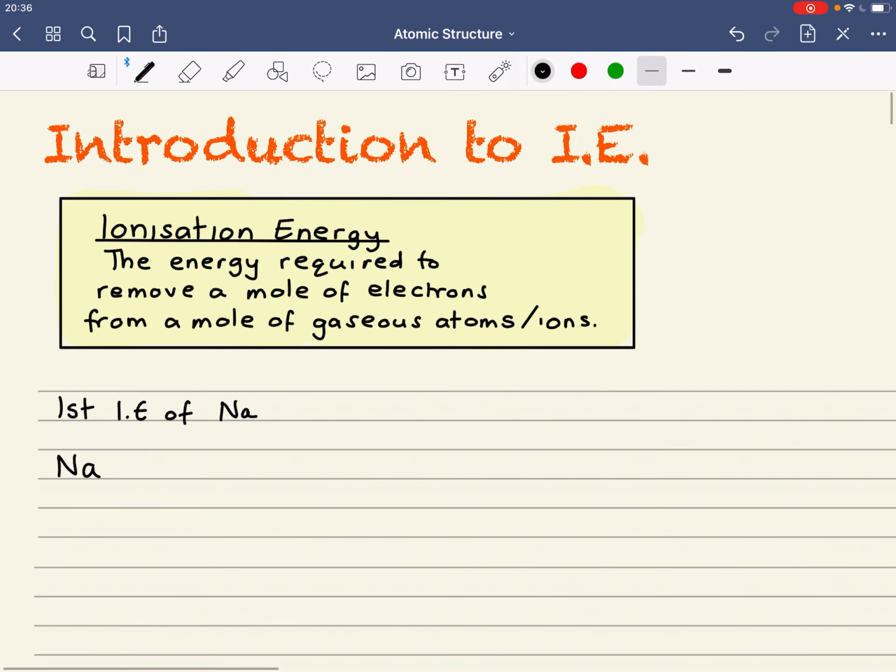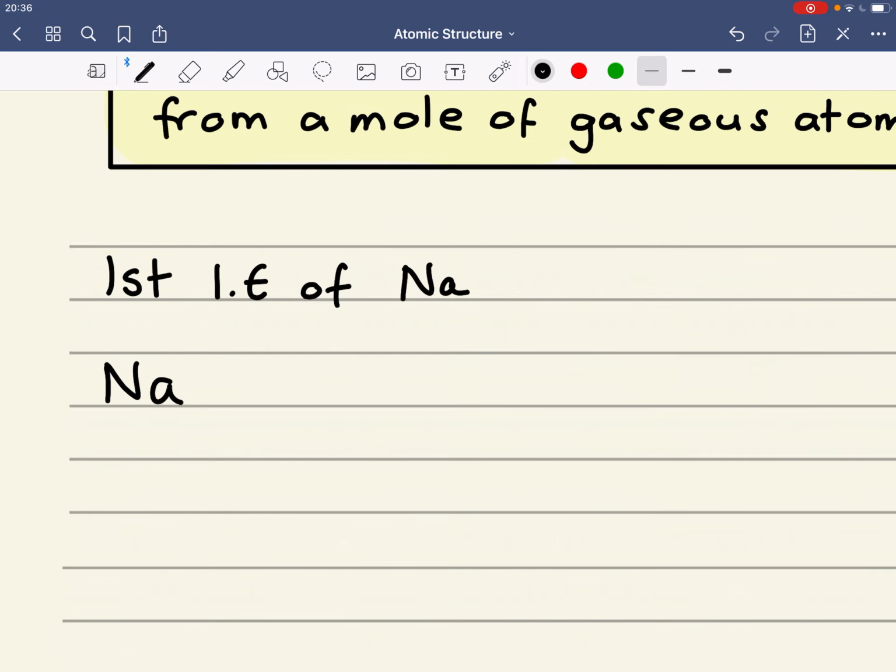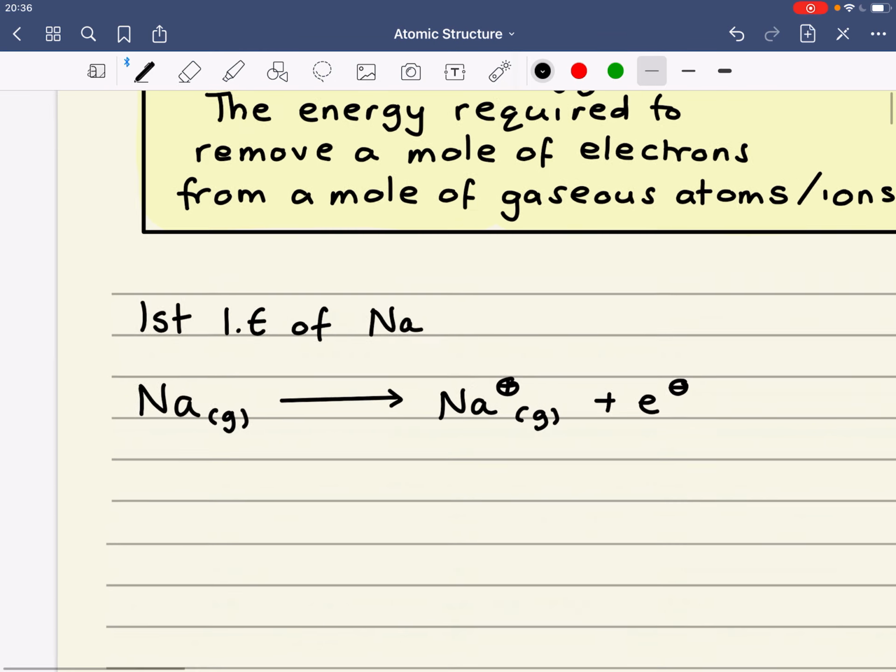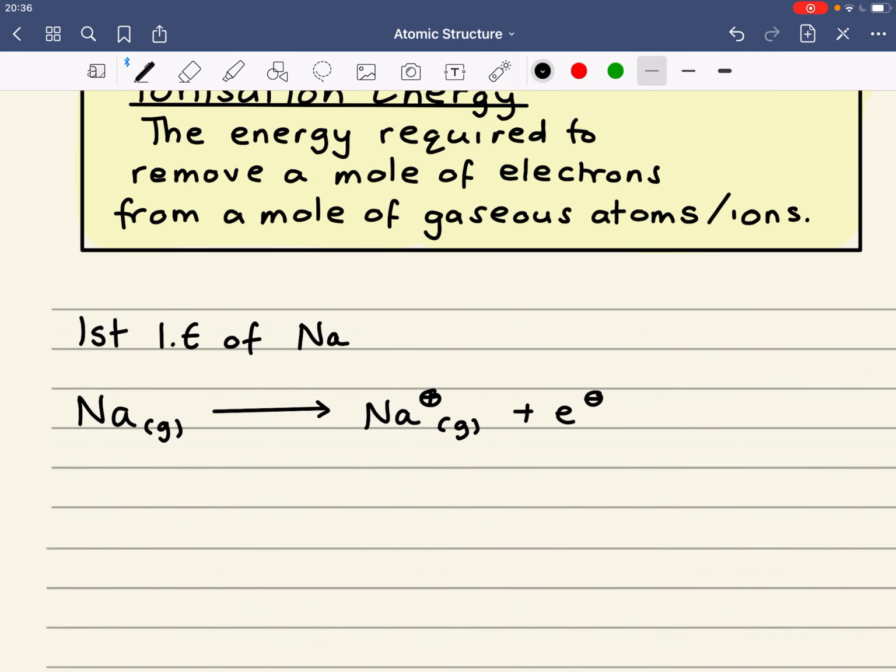Now, we can see from this definition, it has to be gaseous. So I have to include state symbols. And that forms my sodium 1 plus ion. And that there would be my first ionisation energy. The energy required to remove a mole of electrons from a mole of gaseous, and in this case, because it's the first ionisation energy, atoms.